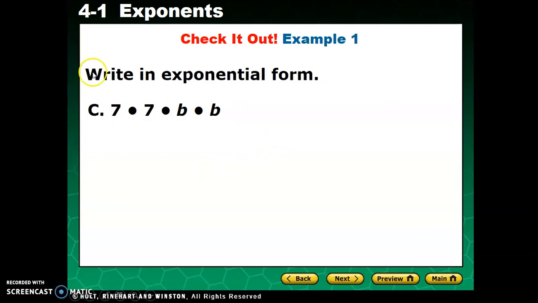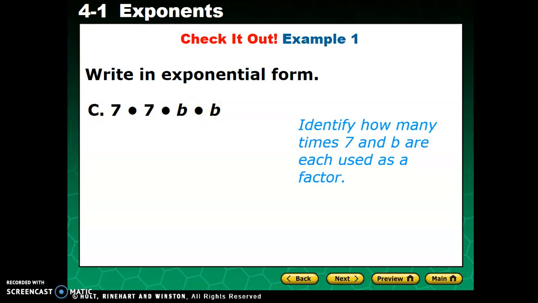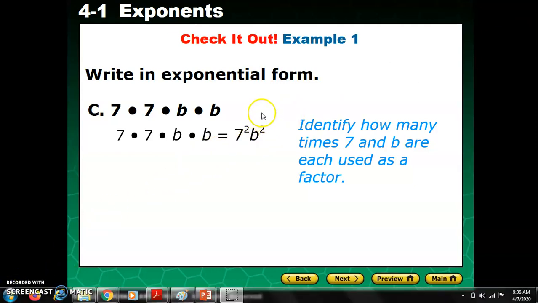Next one has 7 times 7 times b times b. So once again, just like we did with the one with the 5s, identify how many times 7 and b are each used as a factor. 7 is used twice and b is used twice. But don't just put 7 and b together and then put one exponent. They need 2 separate exponents: 7 to the power of 2 and b to the power of 2. So that's the last example here with the notes today.